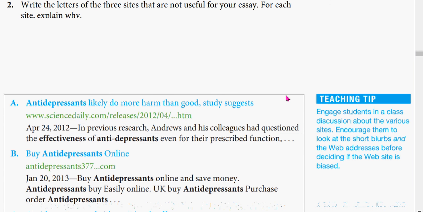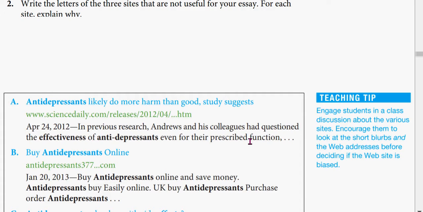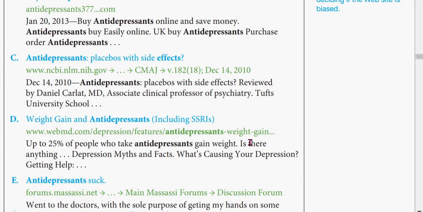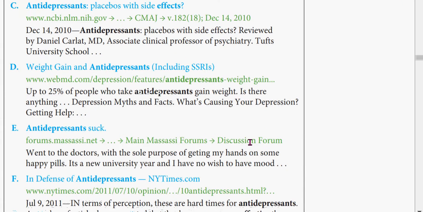If the title seems good, and if it looks like a reliable website, that's very important. This one is Science Daily. It's really trying to focus on the real science behind these drugs for depression. There's other ones here. New York Times I like, but this one, Masasi.net, I'm not sure about that one.